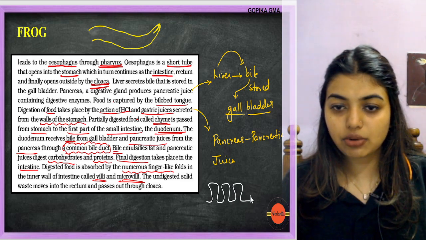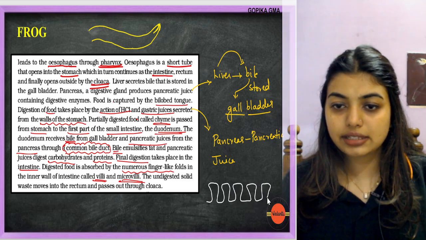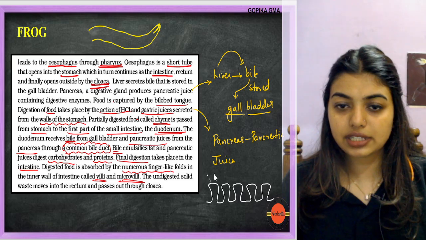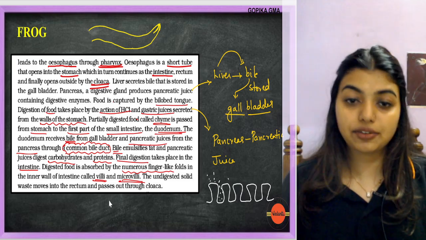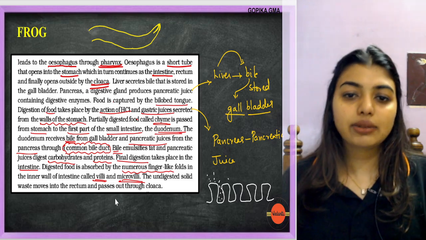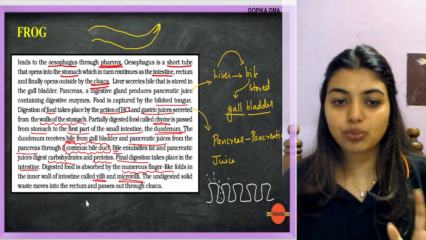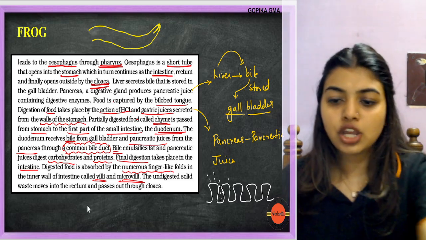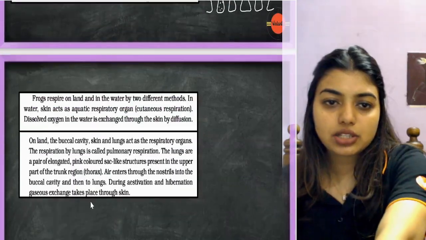Now in this, what is going to happen? It will increase the surface area, right? It will increase the surface area this way to fit inside everywhere. So villi and microvilli are there. Now the undigested solid waste moves into the rectum and passes through the cloaca. Very easy.